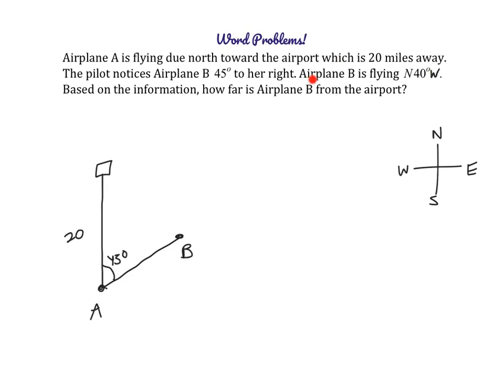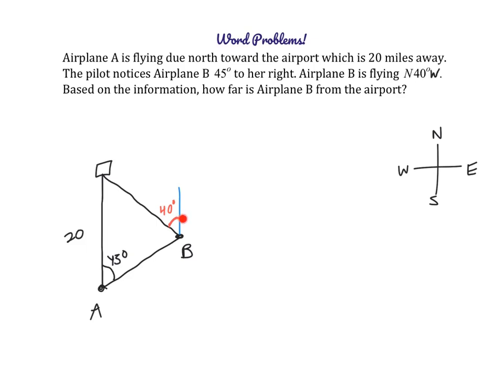Now this next piece of information is a new type of measurement for us. This is a way to show navigation. This says airplane B is flying north 40 degrees west. So when you see something like this, it means start at due north. So I'm going to draw in a due north line. This is just a guideline to help us. And this means from north, you go 40 degrees towards the west. So that means that it would go like this. And actually, this angle is 40 degrees.